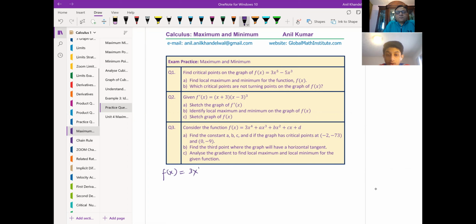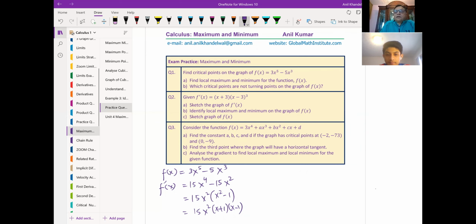Which critical points are not turning points on the graph? Answer. So you can factor x cubed, and you'd be left with 3x squared minus 5. Okay, first we find the derivative, so it'd be 15x to the fourth minus 15x squared. Factor. So your critical points would be 0 and plus minus 1.